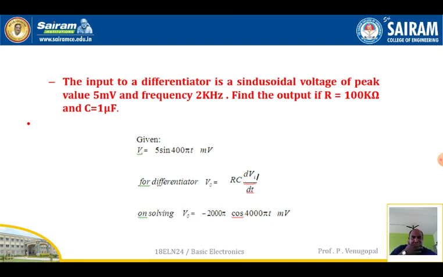And the last problem is on the differentiator. You already know that the output of the differentiator is RC times the differentiation of the input voltage. That is V0 is equal to minus RC into dVi by dt. Substitute the R and C values and the given Vin, and then differentiate Vin. So finally we get V0 is equal to minus 2000 pi into cos 4000 pi t millivolts.